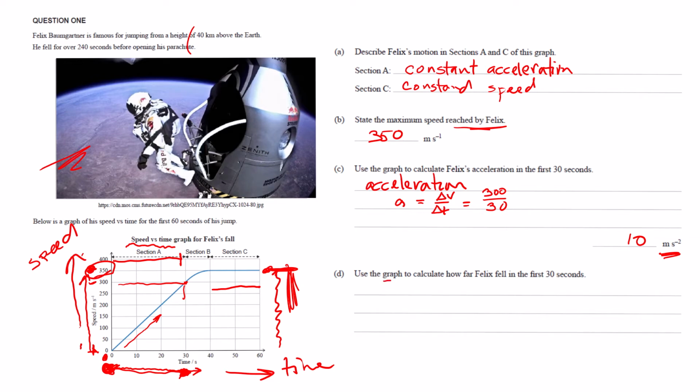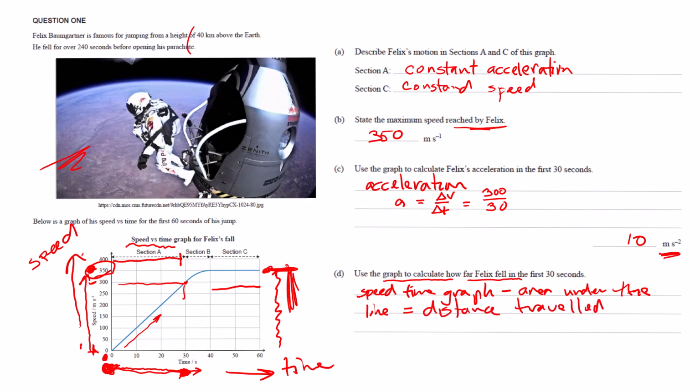Now, use the graph to calculate how far Felix fell in the first 30 seconds. So remember, for a speed time graph, the area under the line equals the distance traveled. So we need to find the distance underneath the graph for the first 30 seconds. So here is our line here, up to 30 seconds. We need to find this area here that I've highlighted in green.